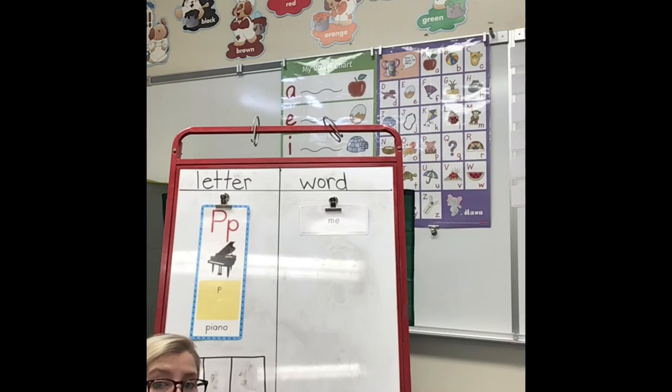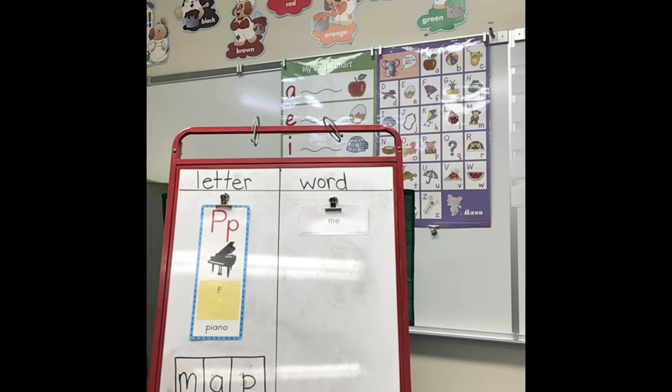Let's try to blend another word that has P in it. In this word, P is at the end. So P is the last sound. This is the letter M. The letter M says M, like monkey. This is the letter A. The letter A says A, like apple. This is the letter P. The letter P says P, like pig.